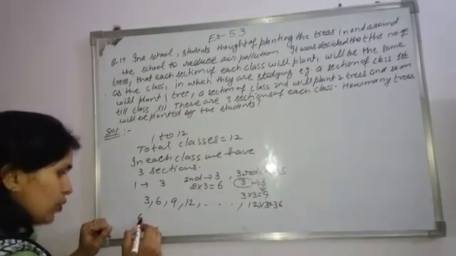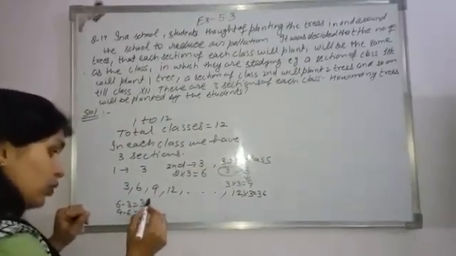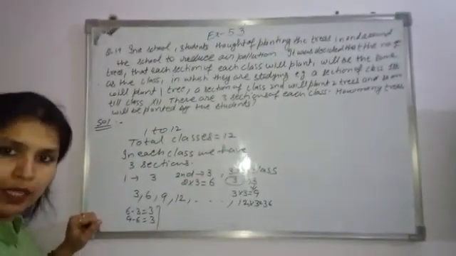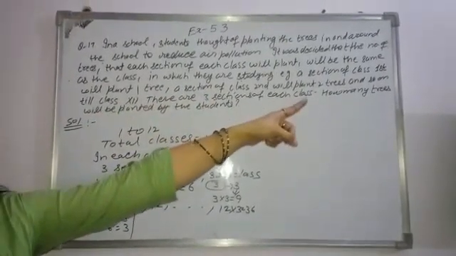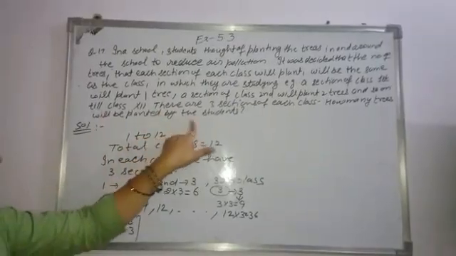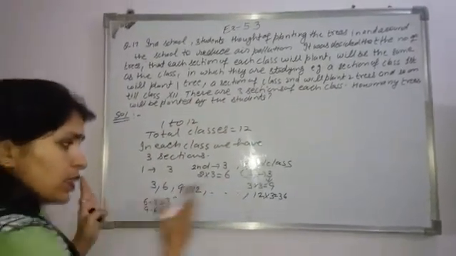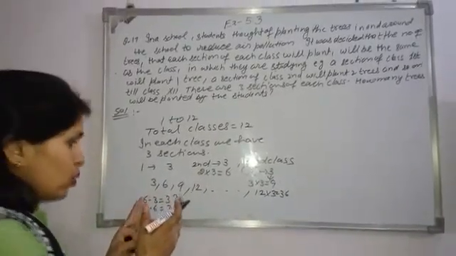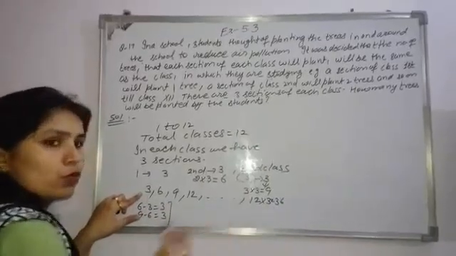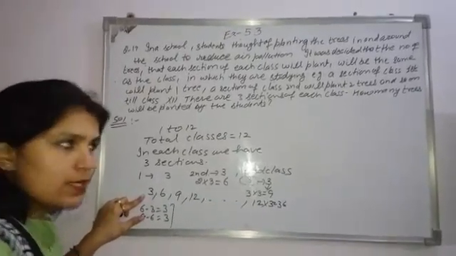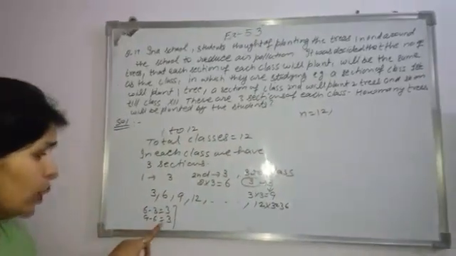Now 6 minus 3 is equal to 3. 9 minus 6 is equal to 3. Yes, these numbers form an AP. And now which value do we want to find out? How many trees will be planted by the students? It means the sum of these trees. So for the sum, first tell me how many terms we have. We have total 12 classes. So can we say that n is equal to 12? n is equal to 12.